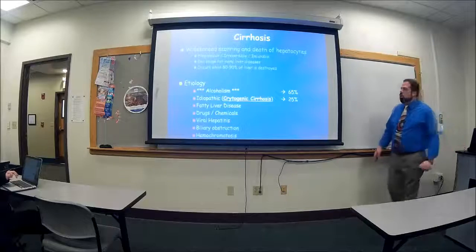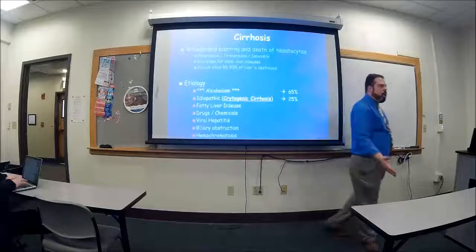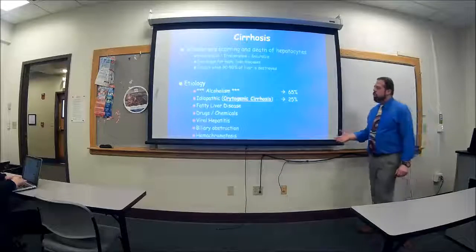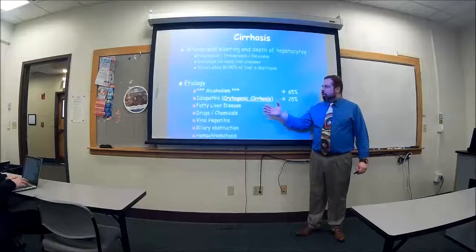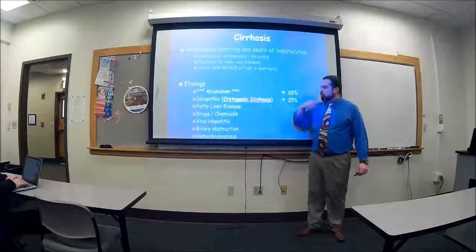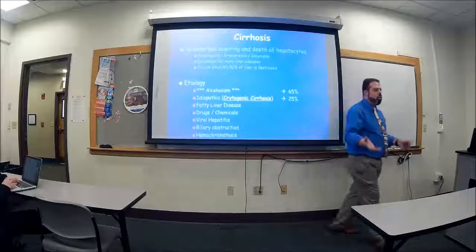So what are the causes of it? Like I said, 2/3 of it is alcoholism, no doubt about that, okay? But that's only 2/3. The other third, well, is idiopathic. 25% of that is idiopathic. That's supposed to be cryptogenic. I got to fix the spelling on that. Cryptogenic cirrhosis. It's idiopathic. We just don't know the cause of it.